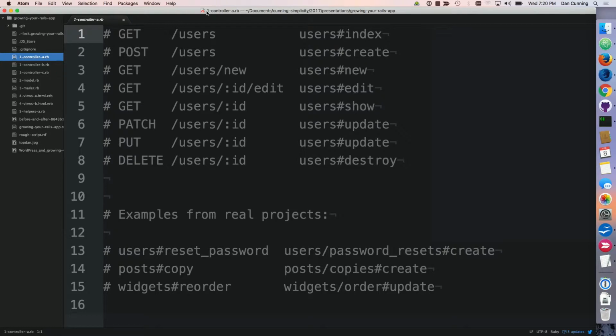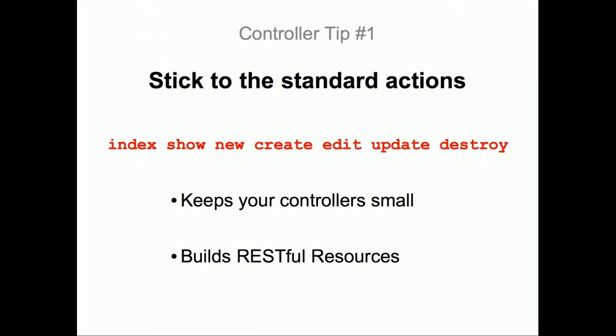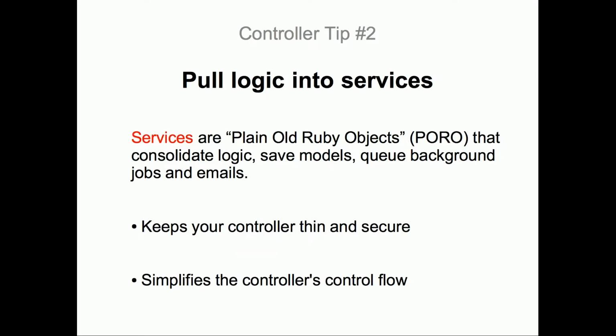And down at the bottom are some real-life examples that I've seen in projects over the years. Like the users controller has a reset password action. If you spin that over a little bit, you can think of it as you're creating a password reset. And you're not copying a post, you're creating a copy of a post. And you're not reordering widgets, you're updating the order of widgets. So it's just spinning other verbs into create, update, delete, which is the basis of creating a RESTful API, a RESTful app. So that's tip number 1.